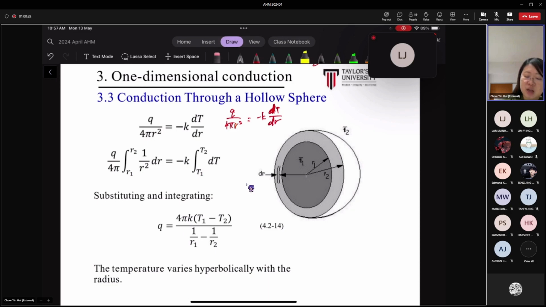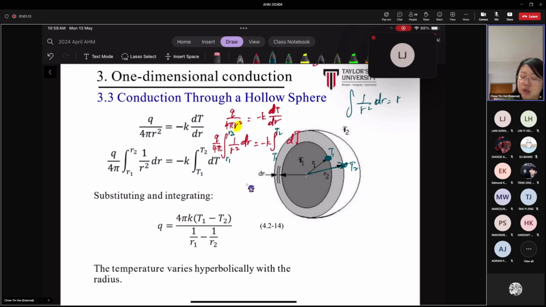This r squared here is a variable, so we'll factor out the Q over 4 pi. We'll integrate 1 over r squared with respect to r, then integrate the thermal conductivity with respect to temperature. Let's say at the inner radius of the sphere, R1, the temperature is T1, and at R2 the temperature is T2.